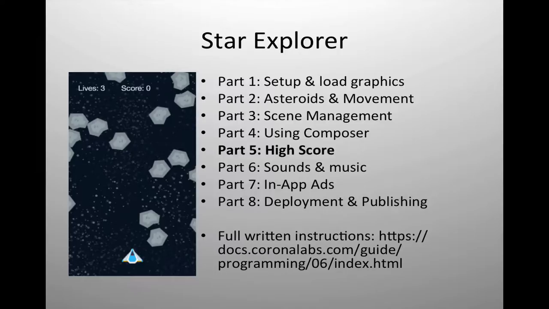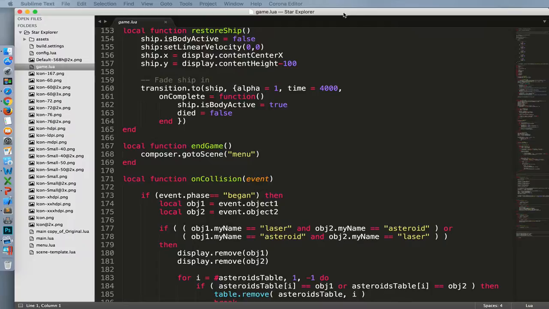As always, if you're interested in seeing the full written instructions, you can visit them on docs.coronalabs.com/guide/programming/06. So picking up where we left off at the end of our last tutorial, number 4, where we were converting to the composer's scene management system, we're now ready to add our high score system.